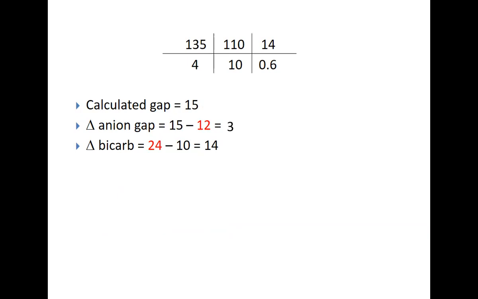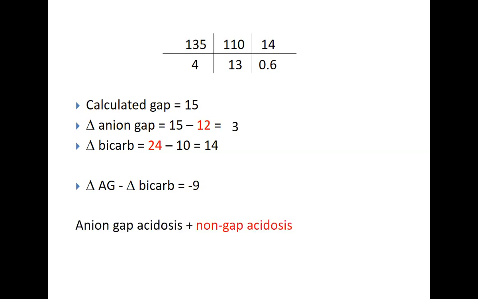Here's another one, 135 minus 110 minus 10, calculated gap of 15. So our delta gap is only 3. But our delta bicarb is 14, right? So if this was just a simple gap, it should be a delta gap of 3 and a delta bicarb of 3, but something's pulling that bicarb down further. You do your delta-delta, it's a negative number, or you can take that 3, add it to the 10, it's less than 24. Whichever way you do it, there's a non-gap acidosis on top of your anion gap acidosis. Does that make sense?